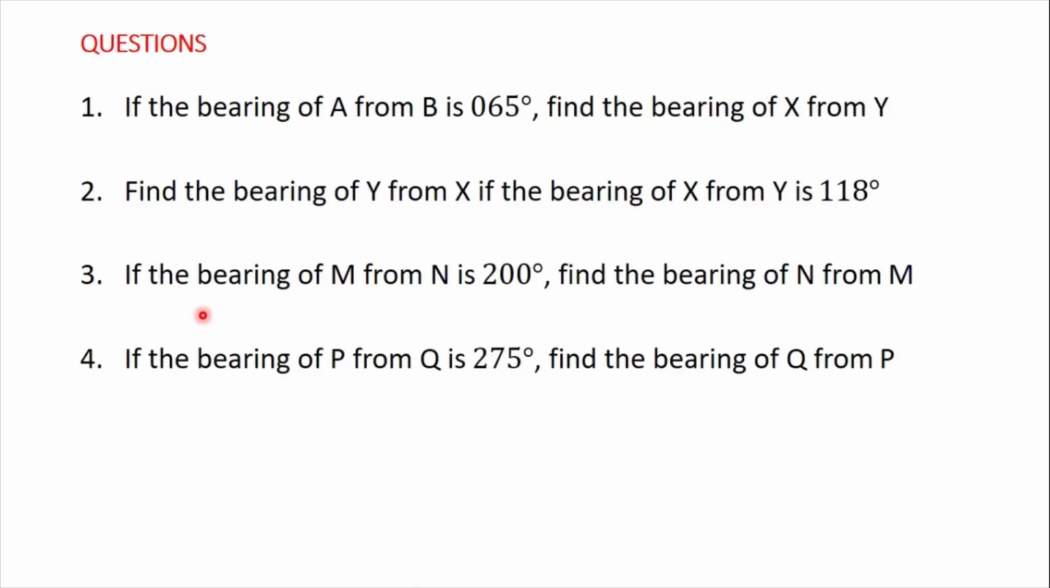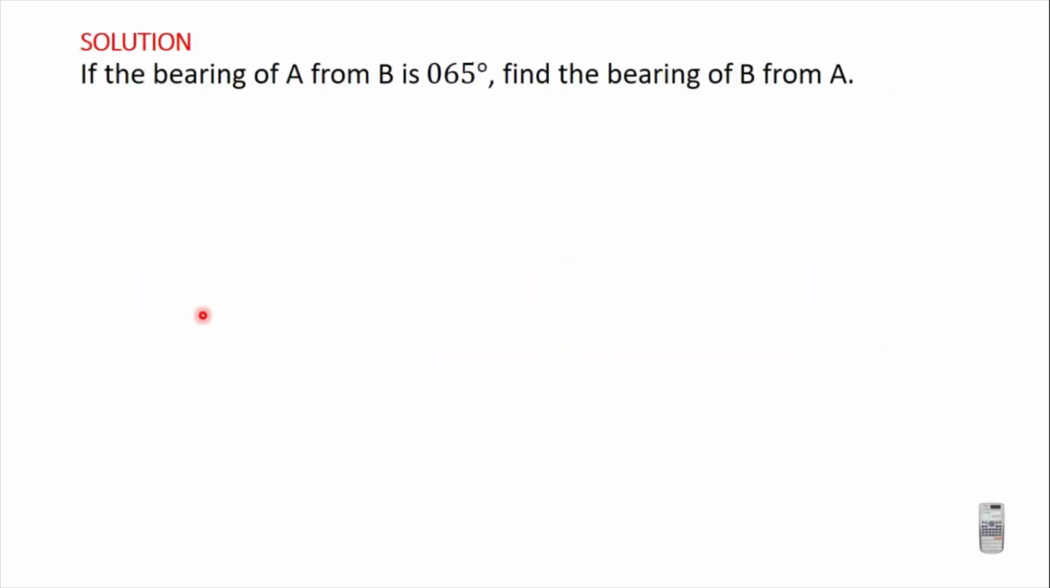We have 4 questions here. We will solve the first one in this video, then the others in the subsequent videos. So let's pick the first question. If the bearing of A from B is 65 degrees, find the bearing of B from A. We know that the bearing of B from A is the back bearing of A from B. So all the question is telling us to do is to find the back bearing.